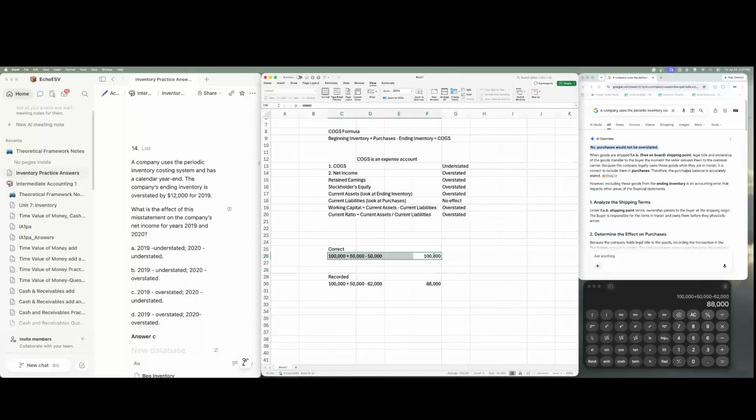So the next year, the beginning inventory should be 100,000, but it's been recorded at 88,000. So the next year, the beginning inventory will actually be understated, if that makes any sense. I know it's super confusing. So this is the first year. The next year, the beginning inventory is actually understated. Let's say the correct amount should have been 100,000, but what was actually reported was 88,000.